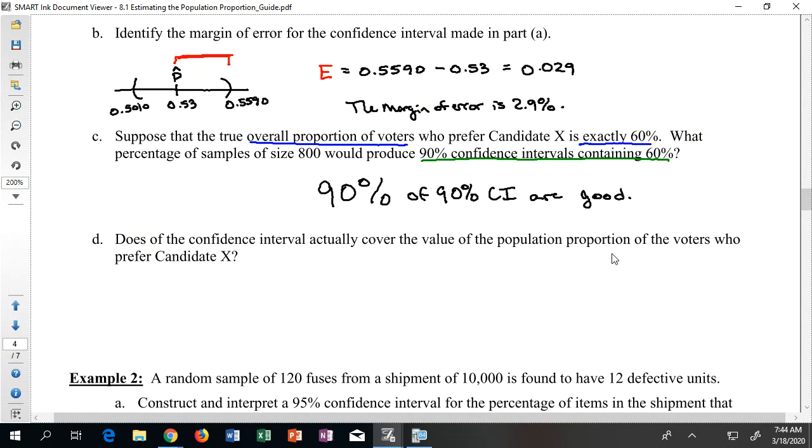I mean, we can see it here in part B. It goes from 0.5010 to 0.5590. Does the confidence interval actually cover the value of the population proportion of voters who prefer candidate X? So that is the real value of P inside our interval, yes or no?